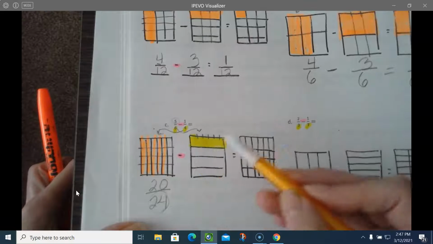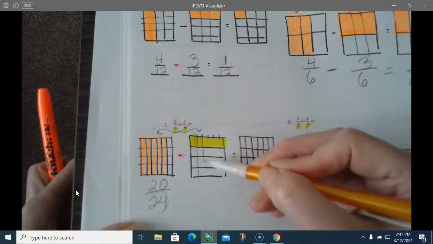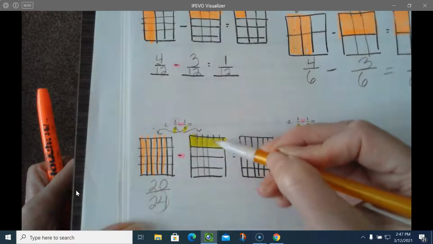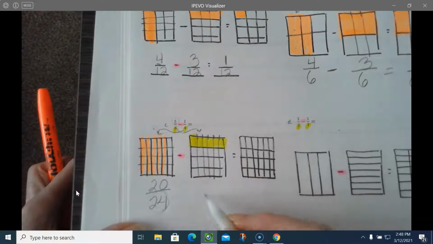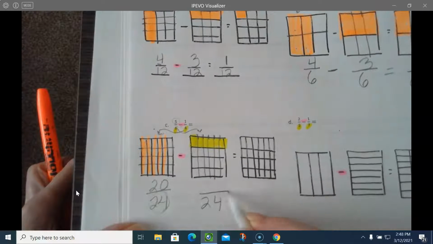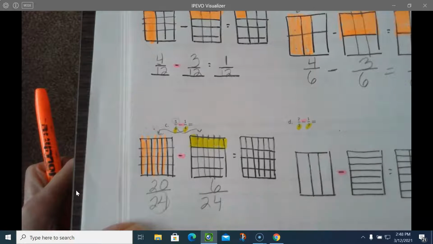For this one here, it was split into fourths. Now I need to split it into sixths. 1, 2, 3, 4, 5. I'm splitting it into sixths going this way. And then if I were to count each of these tiny little partitions, there would be 24 of them. And 1, 2, 3, 4, 5, 6 of them are shaded.